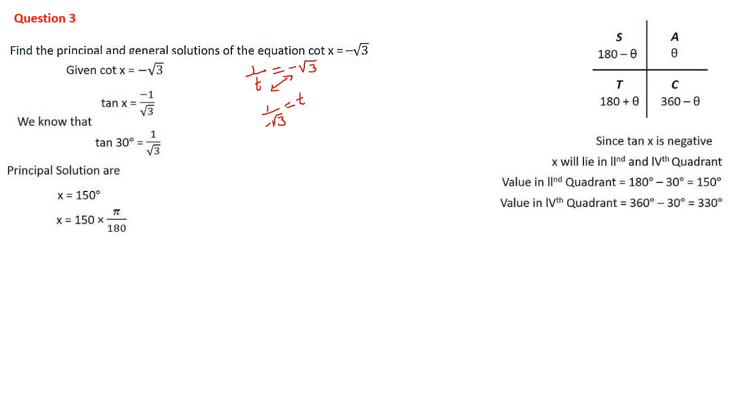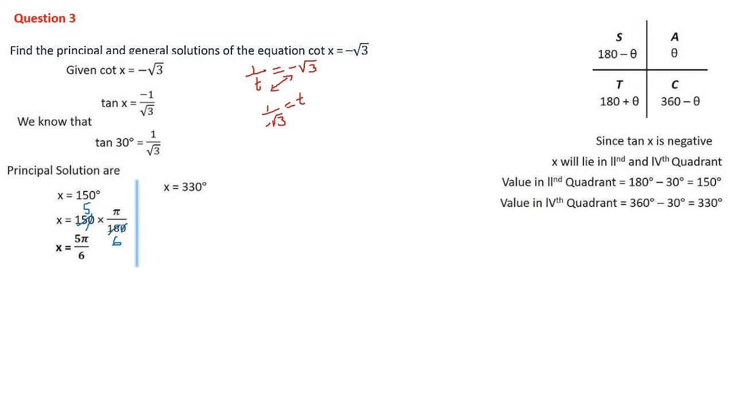150 into pi by 180. It will be converted into radians. So what we have to do is, here 0, 0 we can cancel, and with 18, 3 if you cancel, it is 6 times. 6 3s are 18, and here 5, 5 3s are 15. So the final answer will be 5 pi by 6.